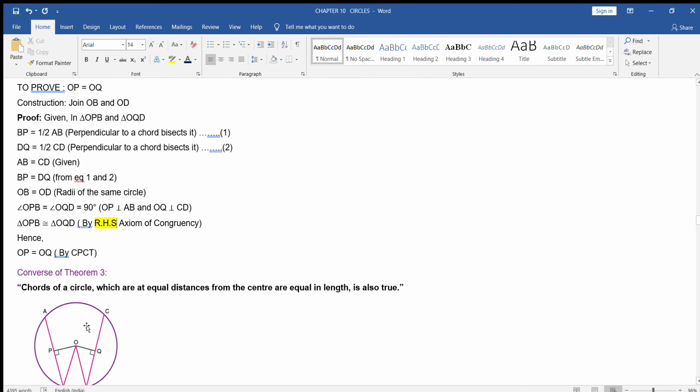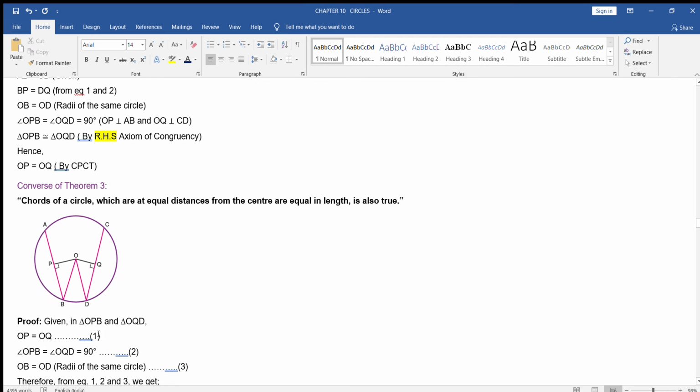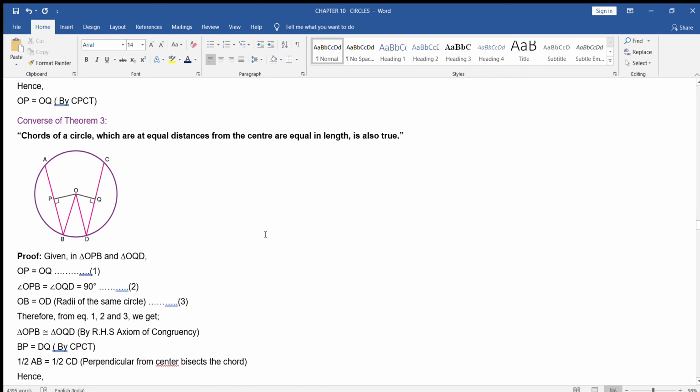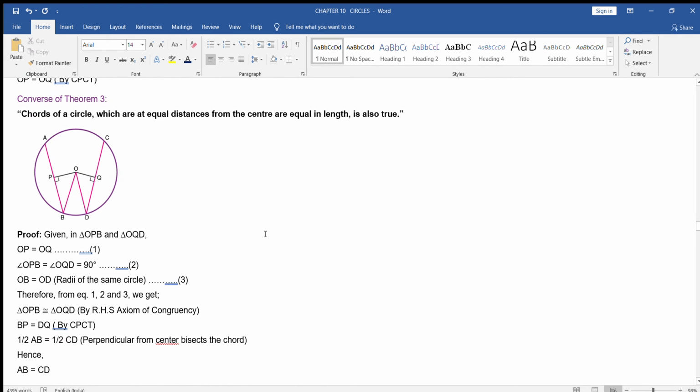So we have proved the theorem that equal chords of a circle are equidistant from the center of the circle. Now we also have the converse of this theorem: if chords of a circle are at equal distance from the center, then they are equal in length. So the same we will prove here.